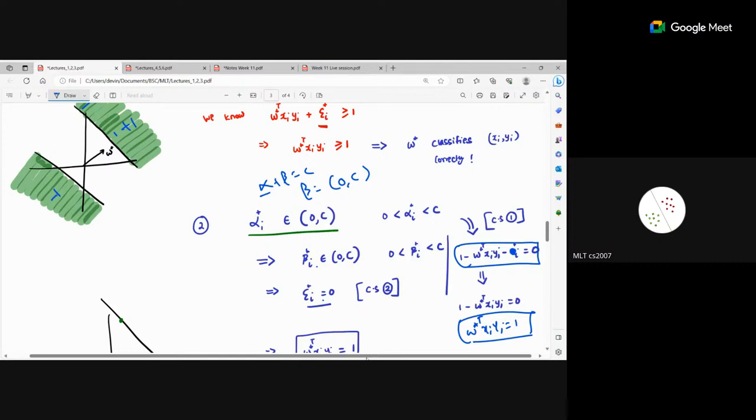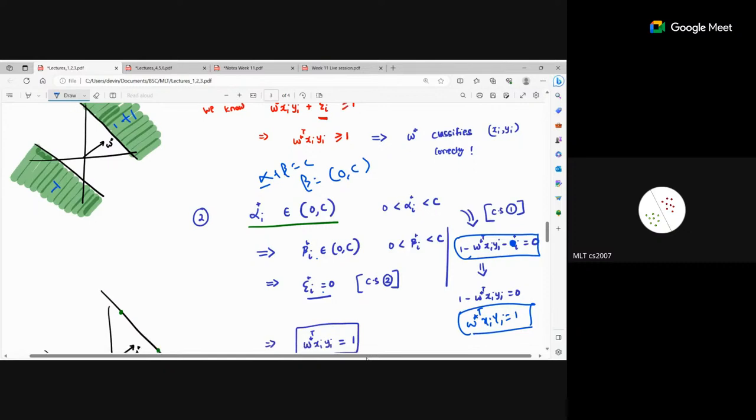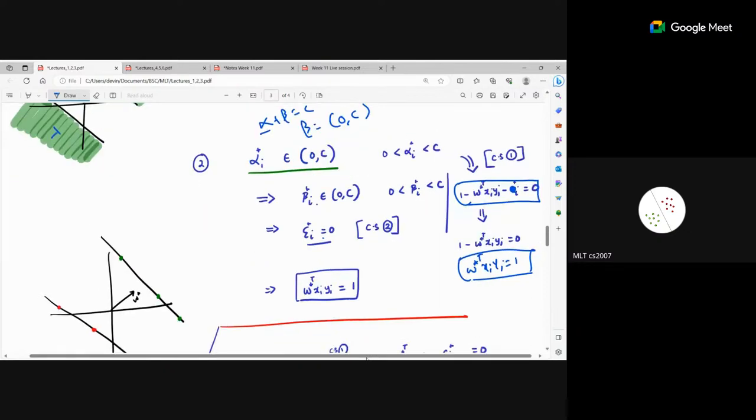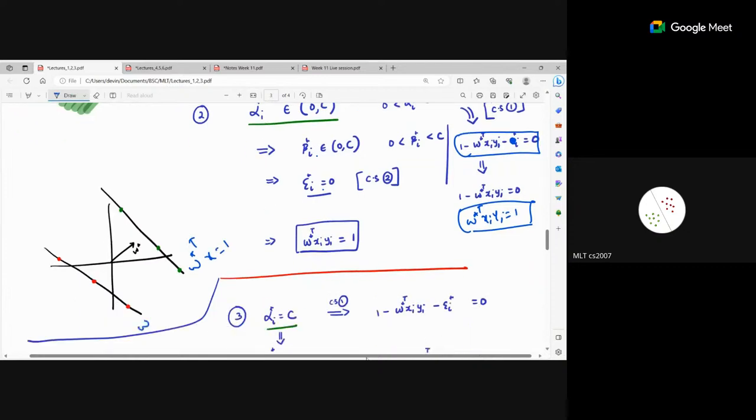What does this mean? This means that they exactly lie on this line. W star transpose x equals one is this line, and this is the W star transpose x equals minus one line. So the points have to be lying either on this line or this line.